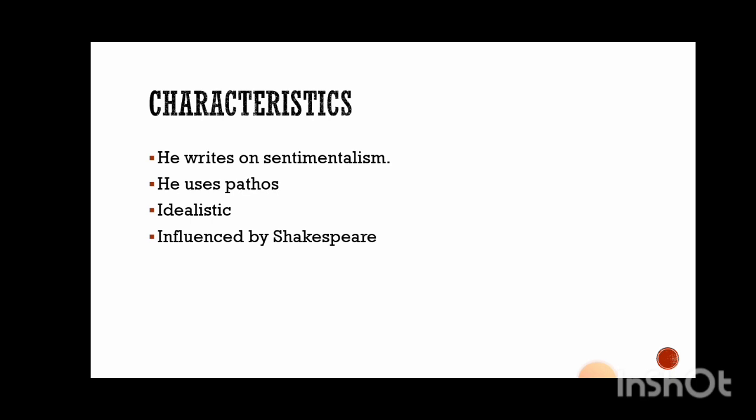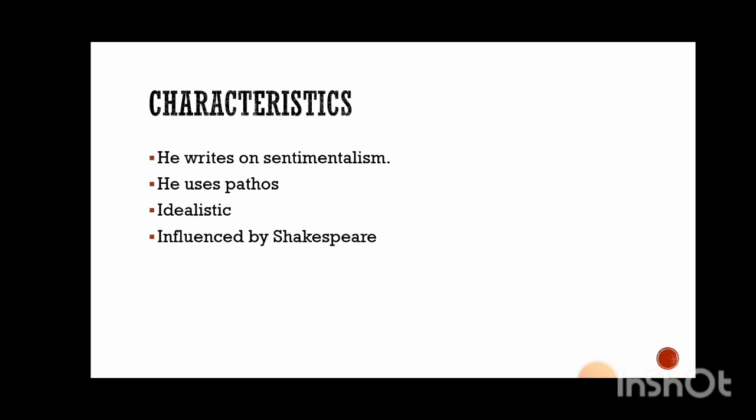Now here we will discuss the characteristics of Charles Dickens. The first one is sentimentalism. He used sentimentalism, means he wrote on the sentiments of people. He used pathos. Pathos means he wrote on the pity and fear of the people who lived in Victorian society.